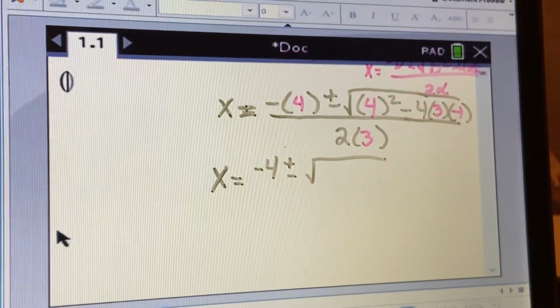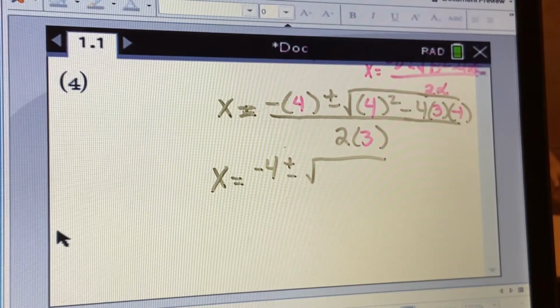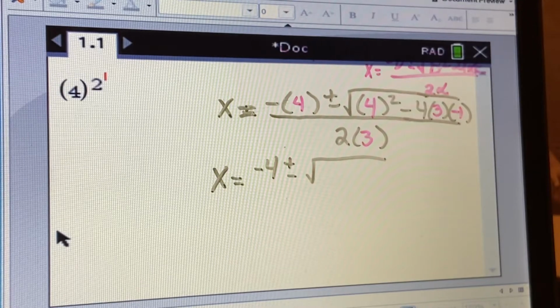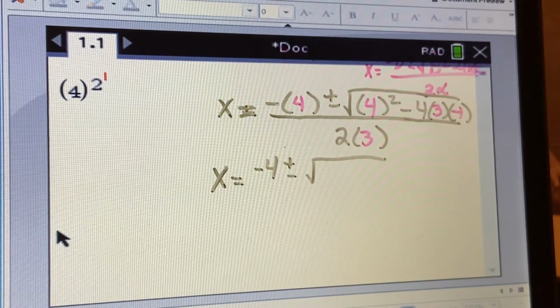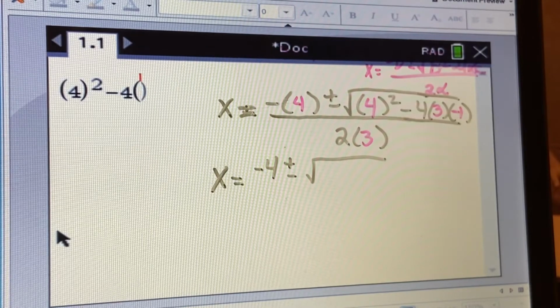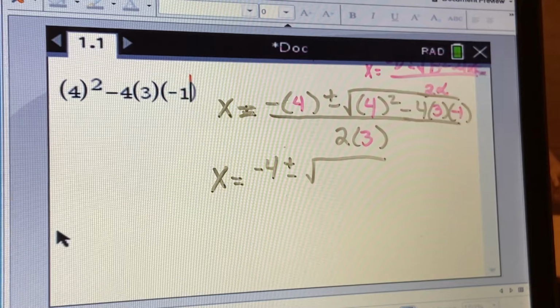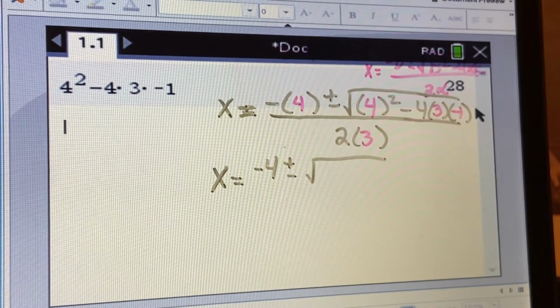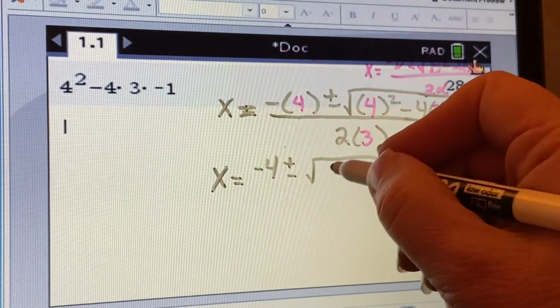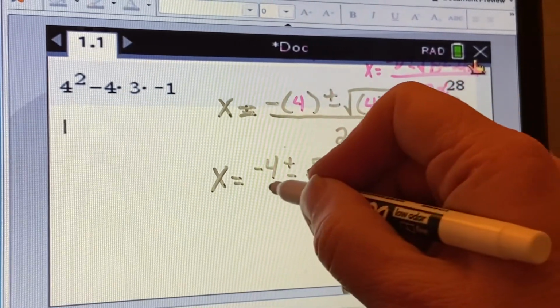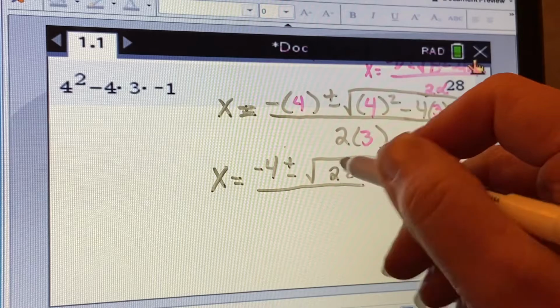So we're just going to do 4 squared minus 4 times 3 times negative 1. It doesn't hurt to double check anyways. And remember, you know this answer has to be a positive answer. And we get 28, all over 2 times 3, which is 6.